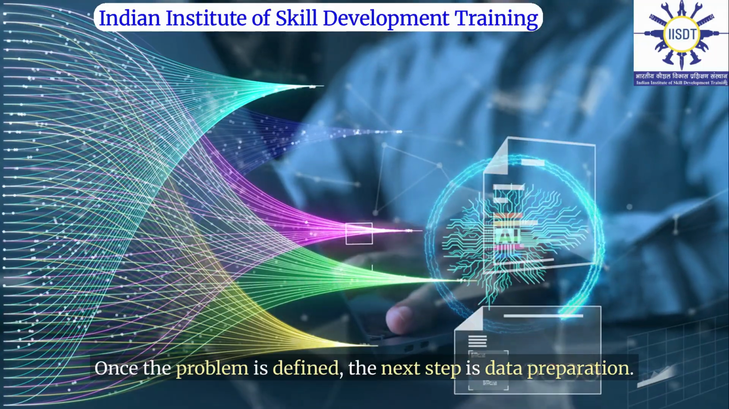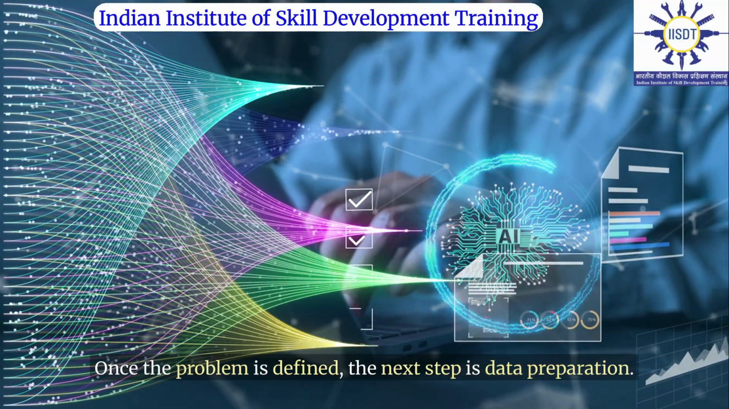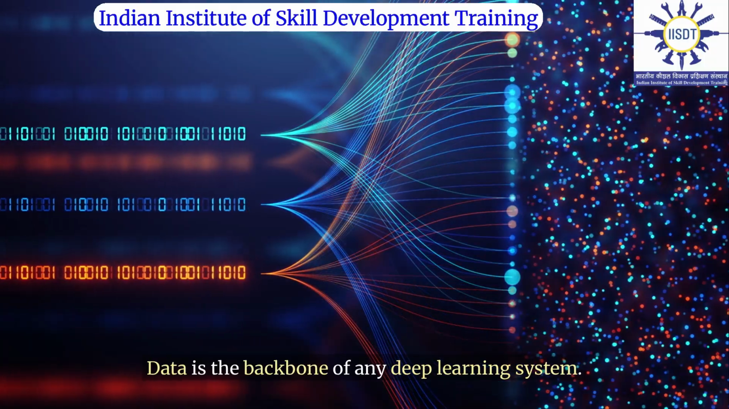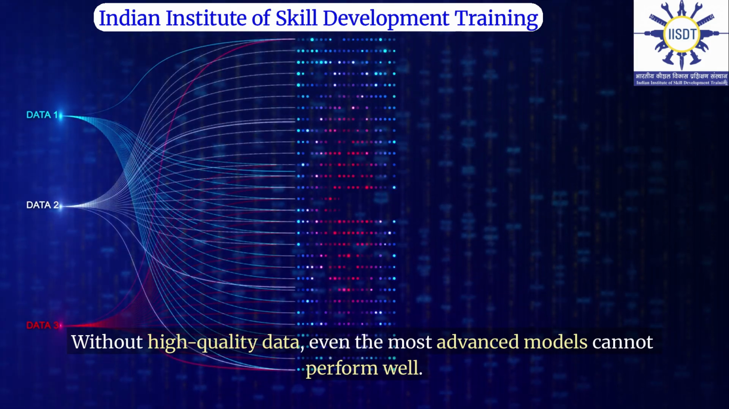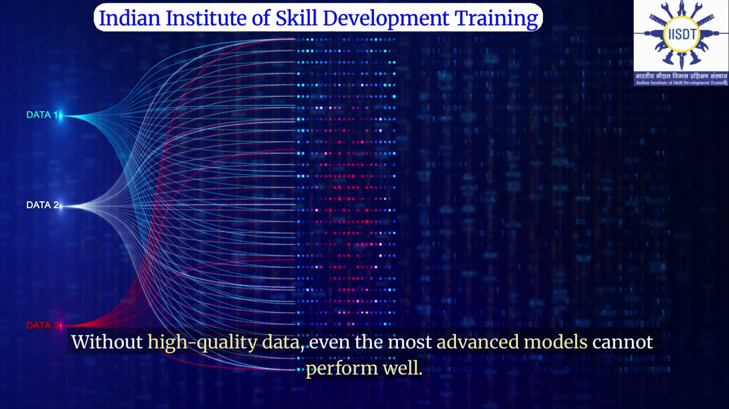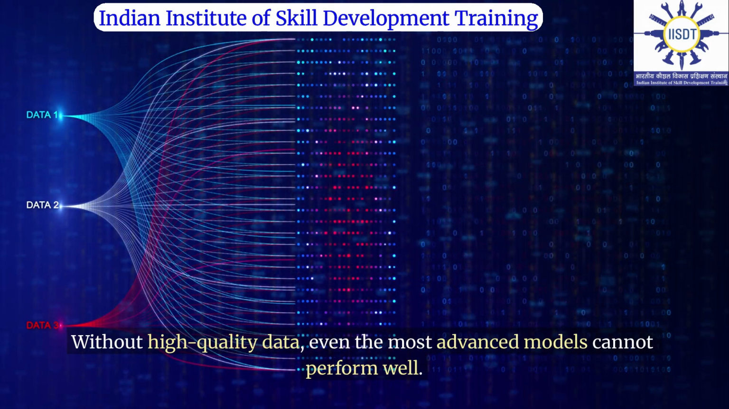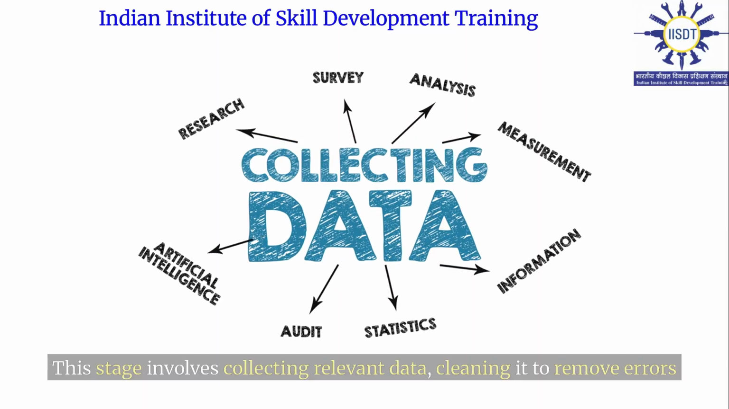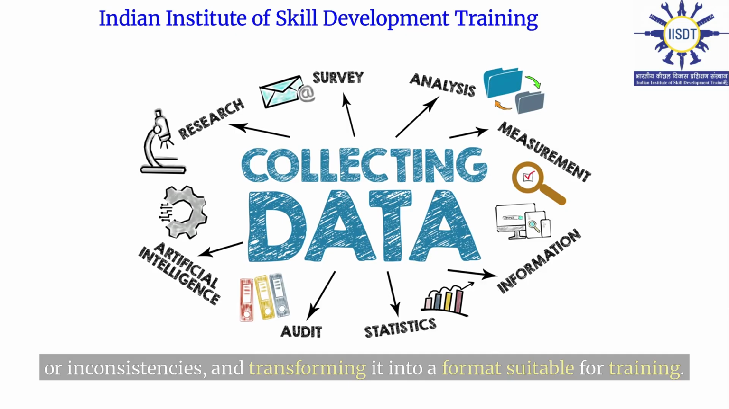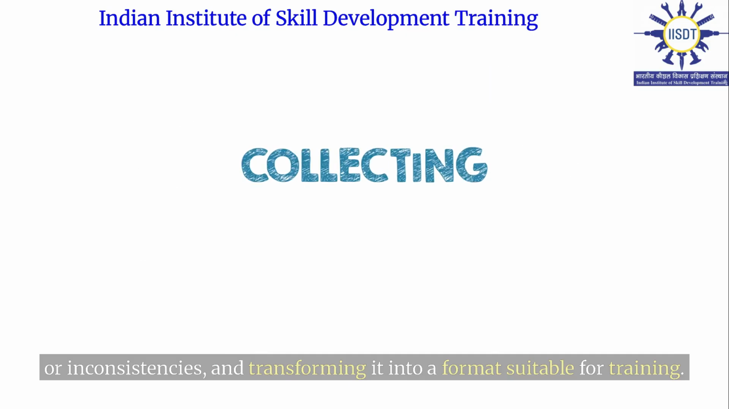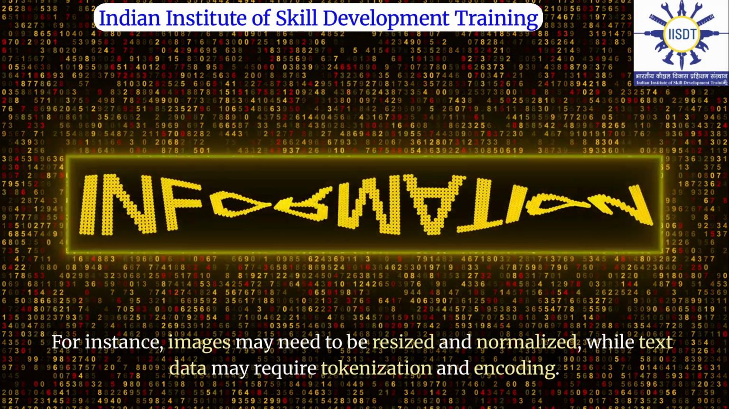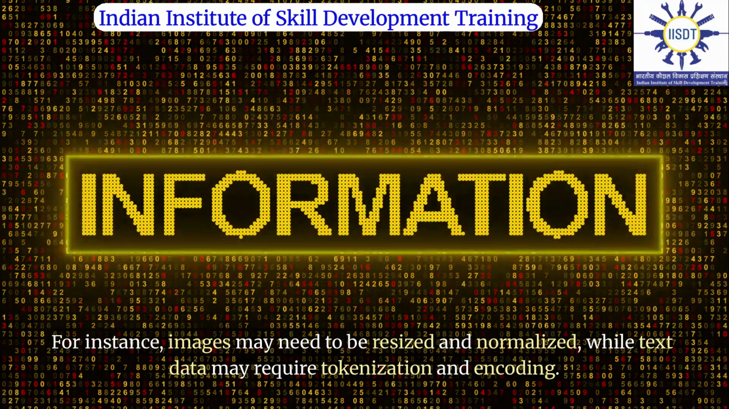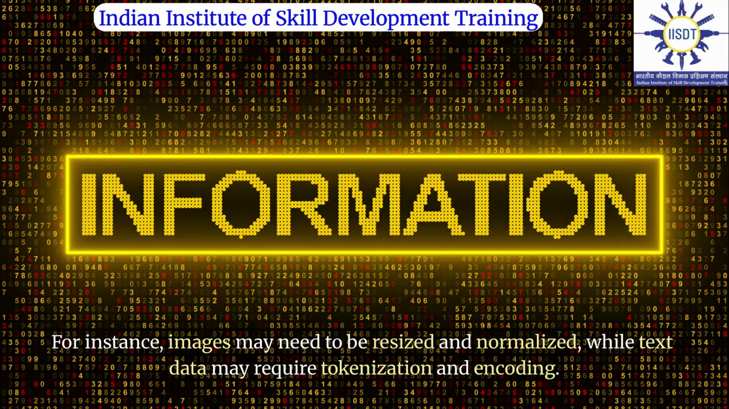Once the problem is defined, the next step is data preparation. Data is the backbone of any deep learning system. Without high-quality data, even the most advanced models cannot perform well. This stage involves collecting relevant data, cleaning it to remove errors or inconsistencies, and transforming it into a format suitable for training. For instance, images may need to be resized and normalized, while text data may require tokenization and encoding.